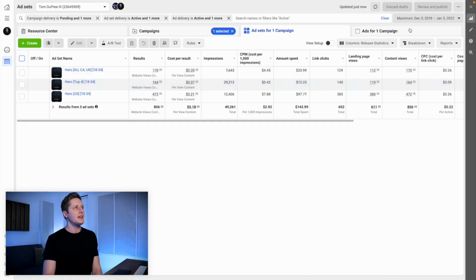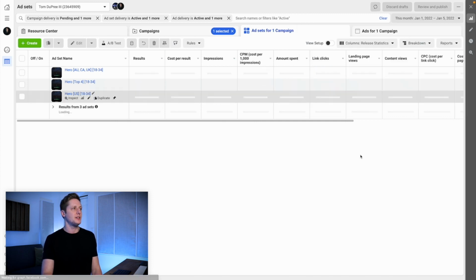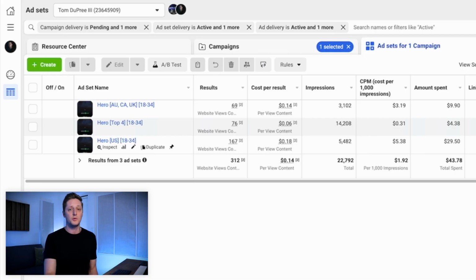But if we look at just this month, we can see that things are optimizing even better and costs are actually coming down from where they started. So the average for the United States was 21 cents. It is now at 18 cents per conversion for this month. We've got 6 cents for the top 4 and 14 cents, which is a huge improvement for the other English-speaking ad set. So this is the global overview of what I'm running, what I'm prioritizing this year, or at least for the foreseeable future.